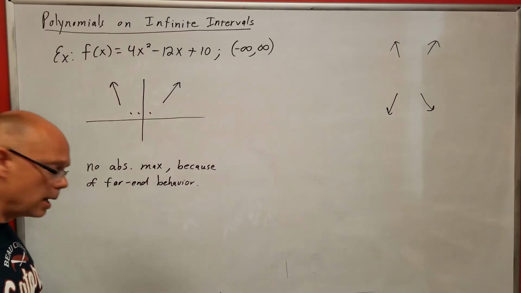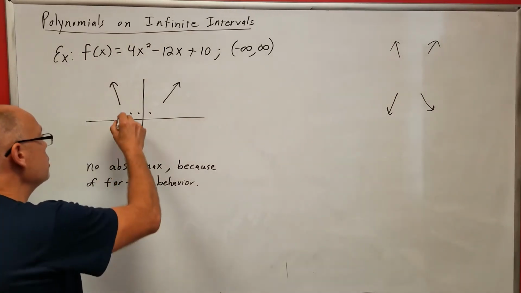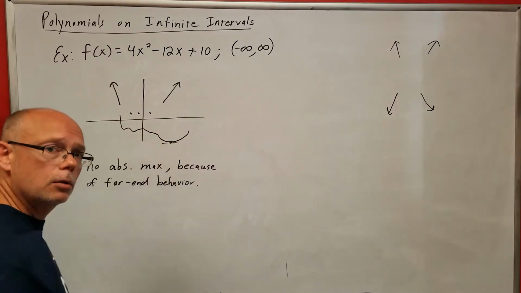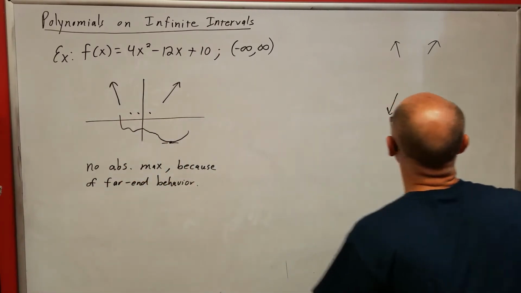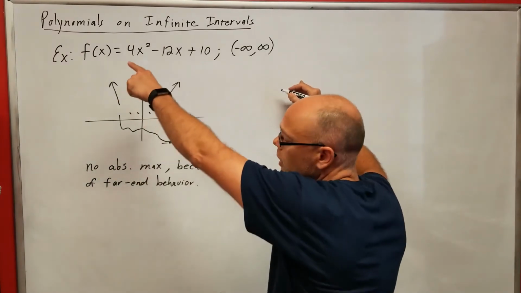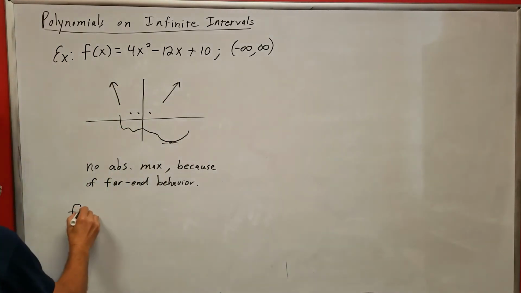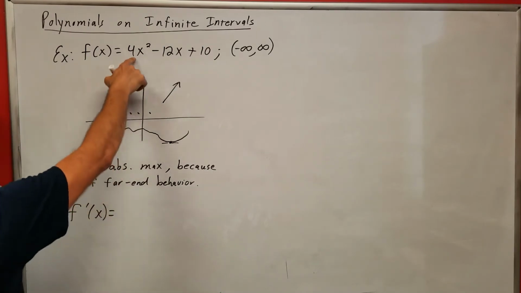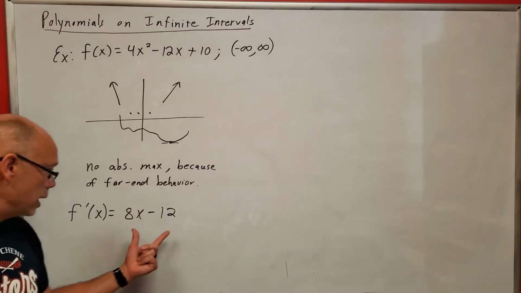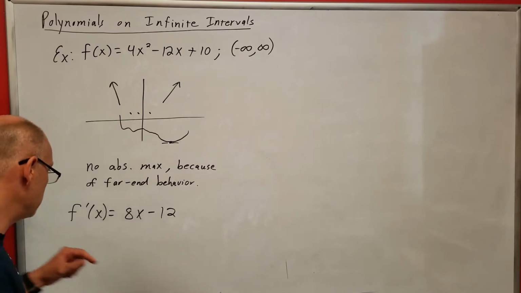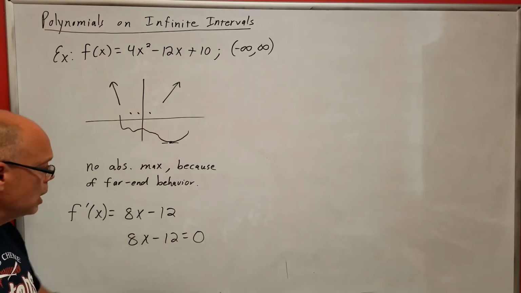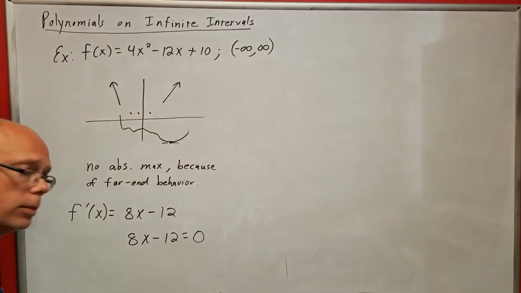So how do we go about finding our absolute min? Well, let me ask you this. No matter what it does here, where's the absolute min going to occur? It's going to occur at the critical points. So let's find our critical points. To find them, find my derivative first of all. So f prime of x is equal to 8x minus 12. Now find out where this derivative is equal to 0 and where it's undefined. So let's set it equal to 0. And it's not going to be undefined anywhere because it's a polynomial.